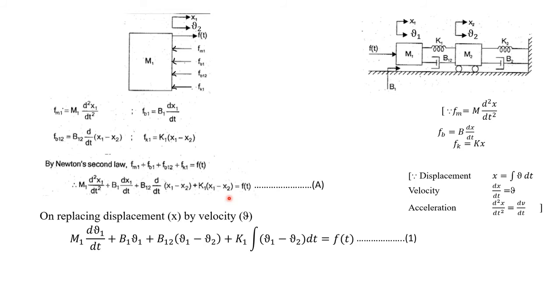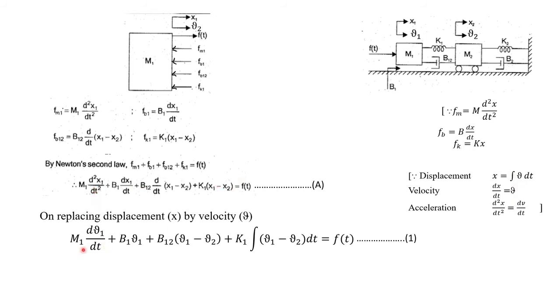So what we have to do is replace the displacement x by the corresponding velocity v. In the analogous circuit, the output for this mechanical translational system will be velocity v, isn't it? So we have to replace every displacement x by the corresponding velocity v. For that we have the formulas, which we know: dx by dt equal to v, x equal to integral v dt, d square x by dt square equal to dv by dt. Using these three, we can easily replace x by v.